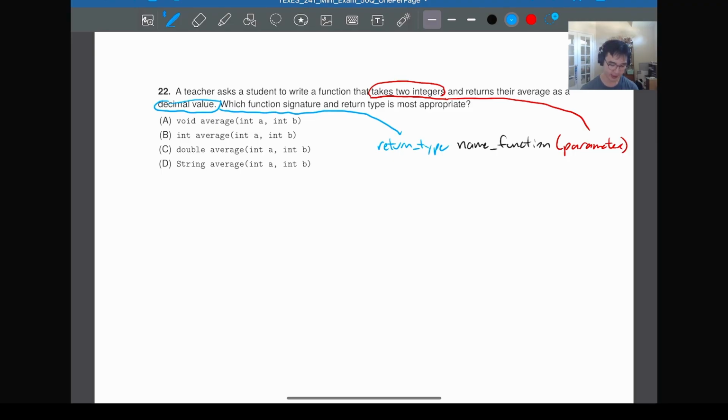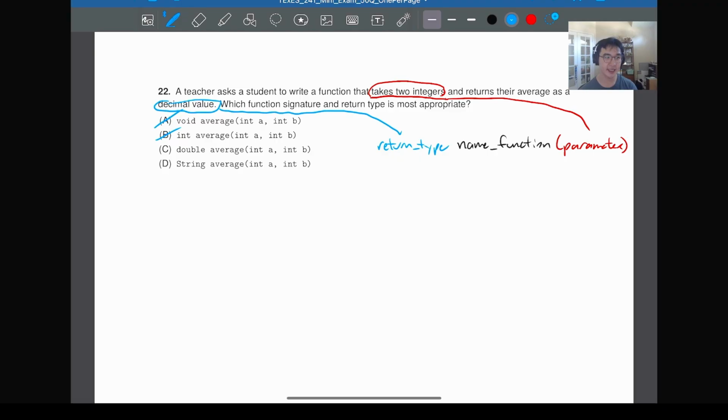Well, it's not A, because void means nothing. I always ask my students and teachers, what do you think of when you think of the void? And more often than not, they say nothingness. Yeah, so A is saying it returns nothing, but we want it to return a decimal, so it's not A. Is it B? Well, we want to return a decimal value and not an int, so it's not B.